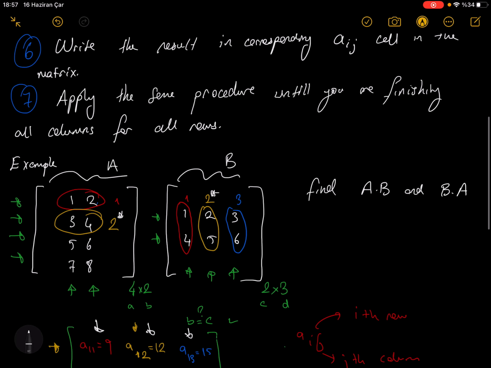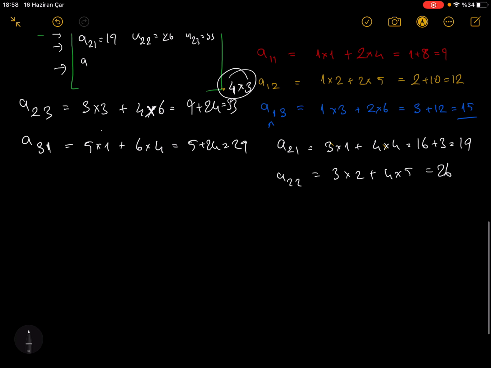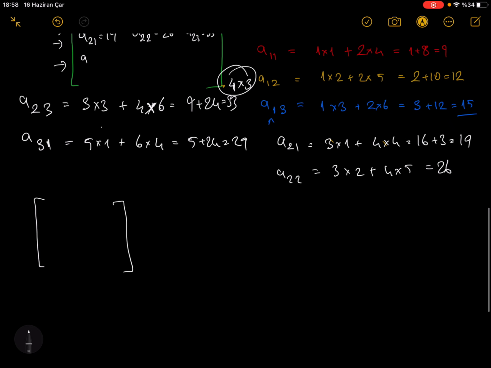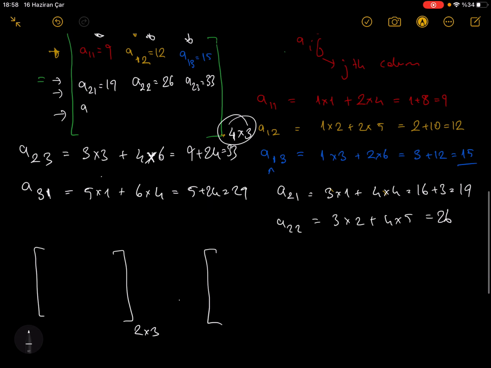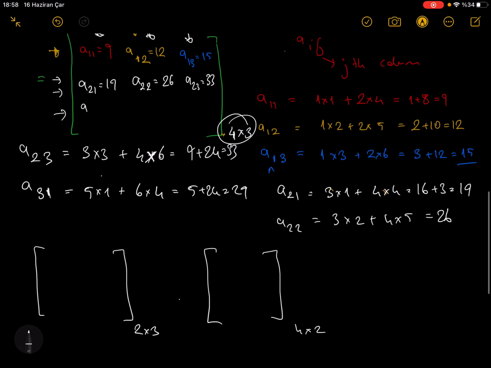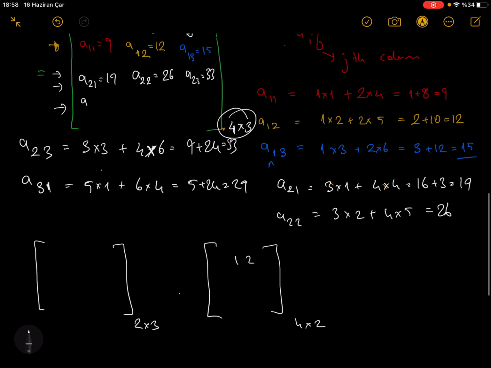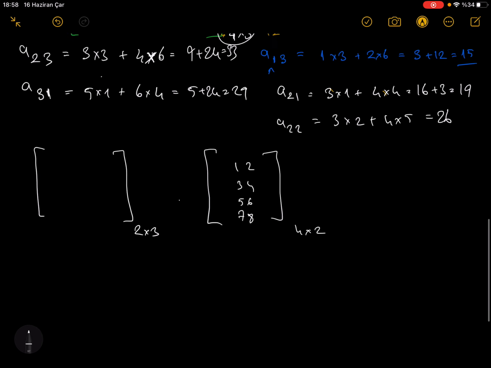Okay, the question also said find B times A as well. Let me write B times A. What was the dimension of B? Let's write it in a quick way. 3 times... What was the dimension of A? 4 times 3, 4 times 2, and there's some number inside it, and there are also some numbers in here.